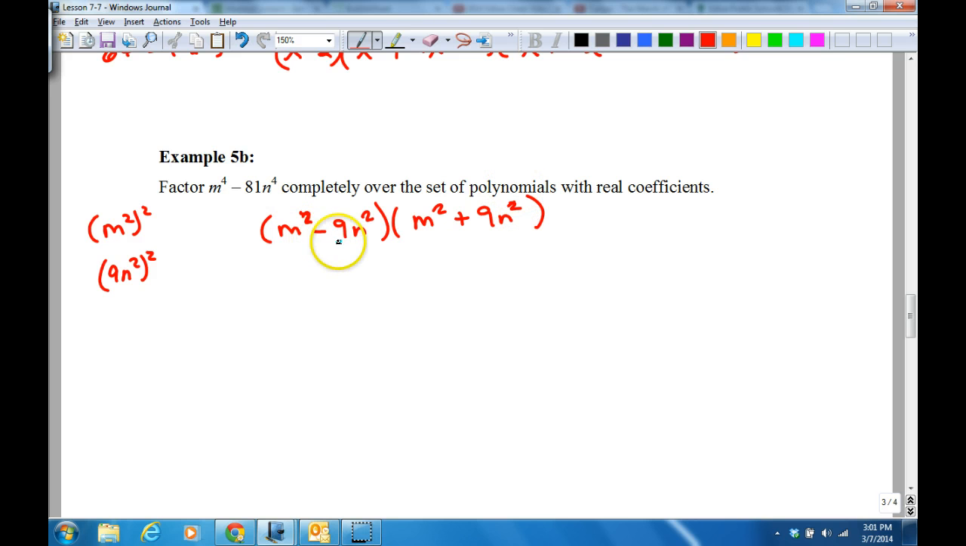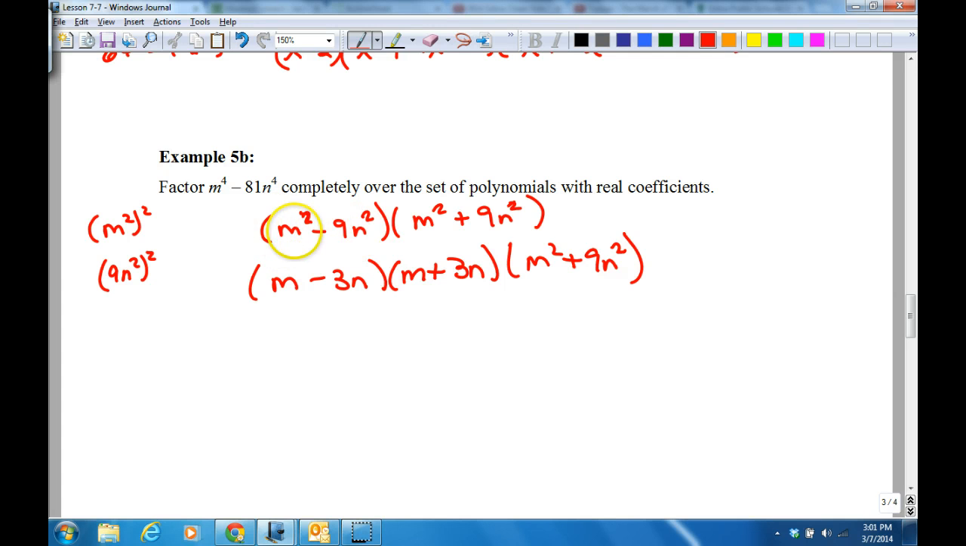And I can reduce this one. This is still a perfect square. What's the square root of m squared? m. What's the square root of 9n squared? Now I'm done. No, you didn't. I did the same thing. I took the square root.